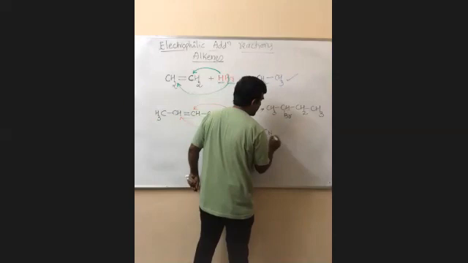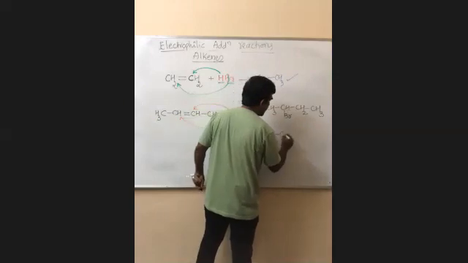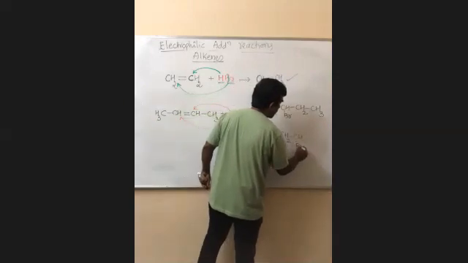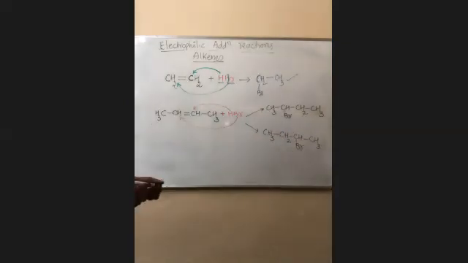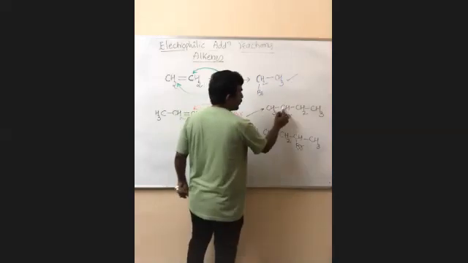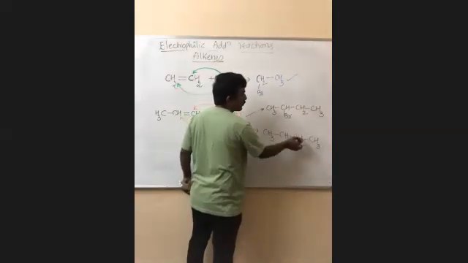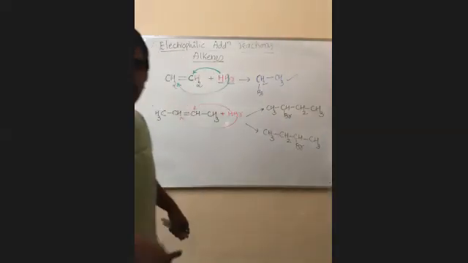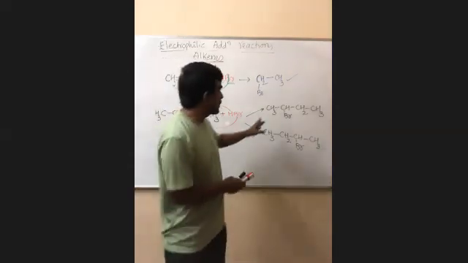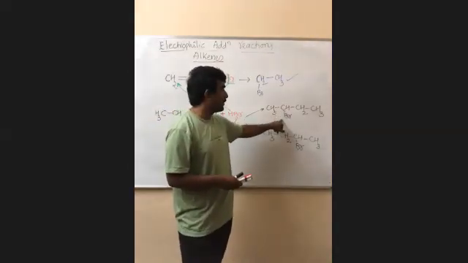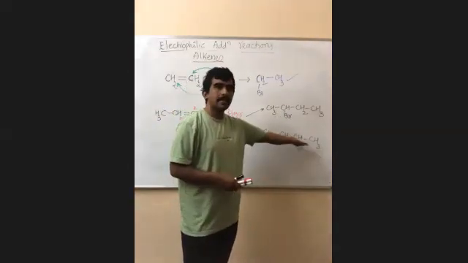CH3, CH2, CH, CH3. Correct? No, opposite. This is also the same compound. Observe, same compound, because here it is 2-bromobutane. Both are 2-bromobutanes only. Correct? Here numbering starts from the left side, second carbon bromine. There numbering starts from the right side, second carbon bromine.